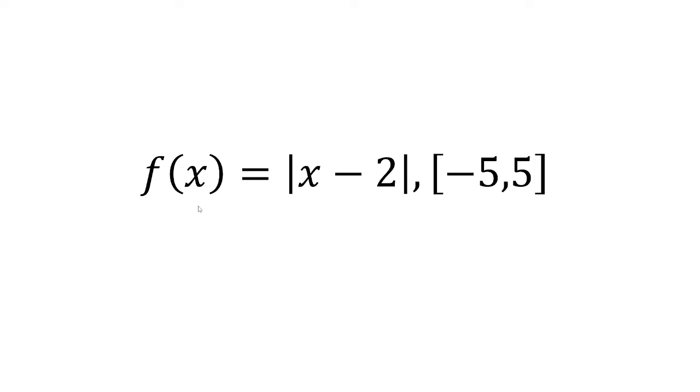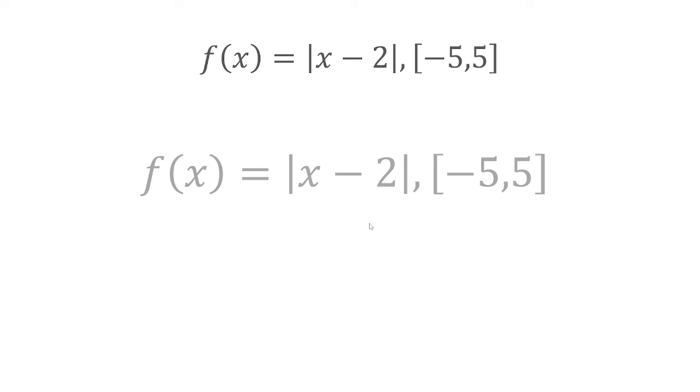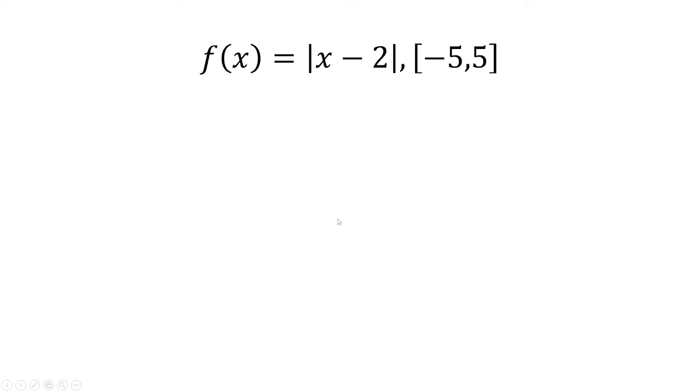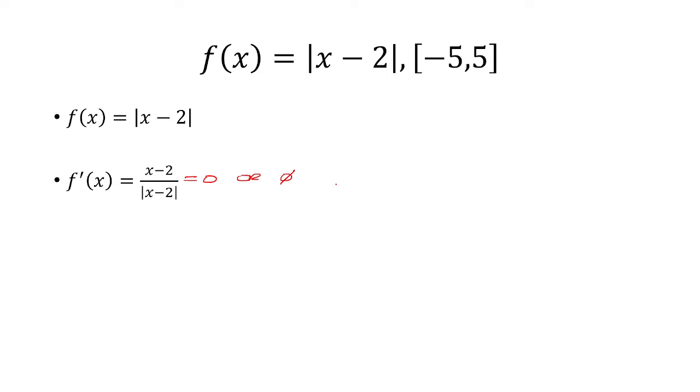In this video, we want to see what the global minimum is of the function absolute value of x minus 2 on the interval from negative 5 to 5. In order to do this, we have to first find the derivative in order to find the critical point. So we're going to set this equal to 0 or just see when it's undefined.